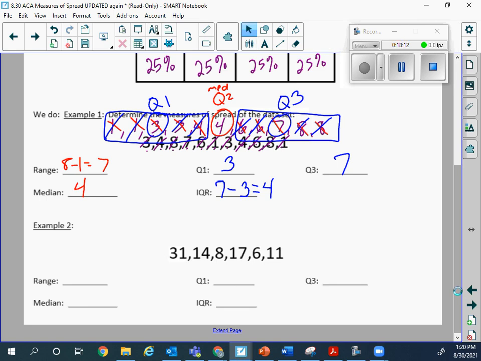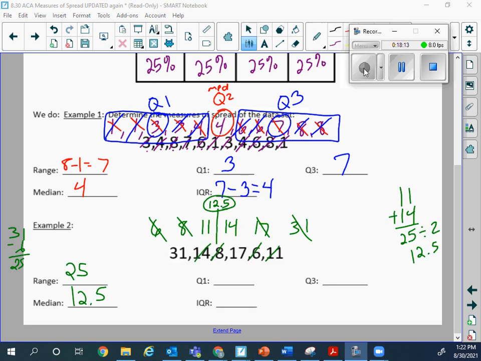If you're at home, pause the video. We'll go over this. Okay, so first I put them in order. And then I went to find the median. When I cross, cross, cross, cross, I was left with 2 in the middle. So if we remember, we have to add 11 plus 14, which is 25, and then divide by 2 to get the median of 12.5.